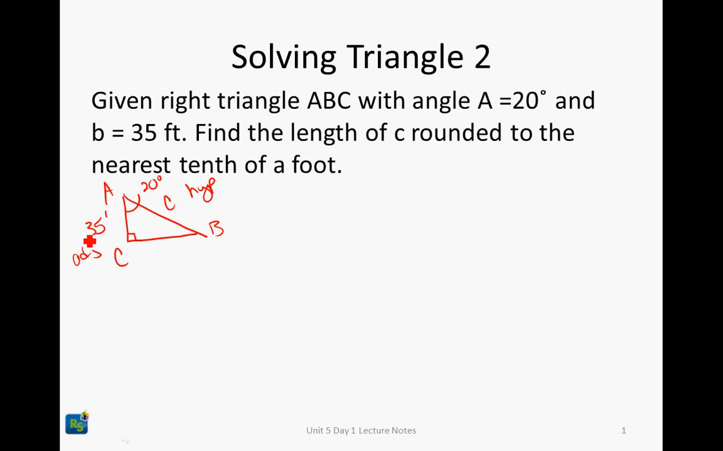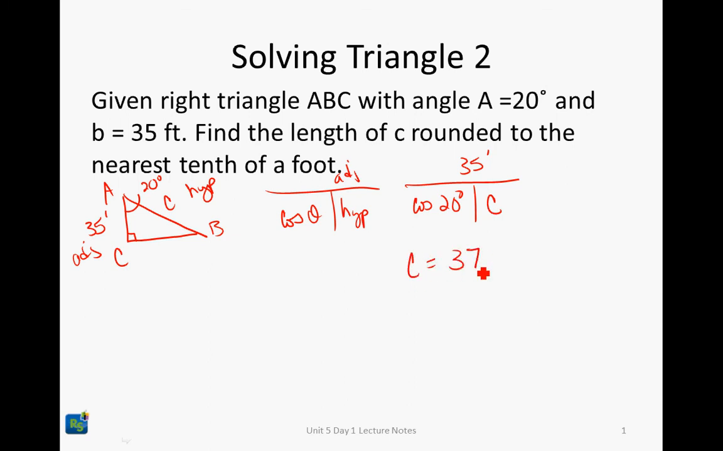So, what trig function relates adjacent and hypotenuse? That's the cosine function. The cosine of an angle is the adjacent side over the hypotenuse. So the cosine of 20 degrees will be the adjacent side of 35 over the hypotenuse, which is what I don't know. So I need to take 35 divided by the cosine of 20 degrees, and when I do that, I arrive at the value for C is 37.2 feet.